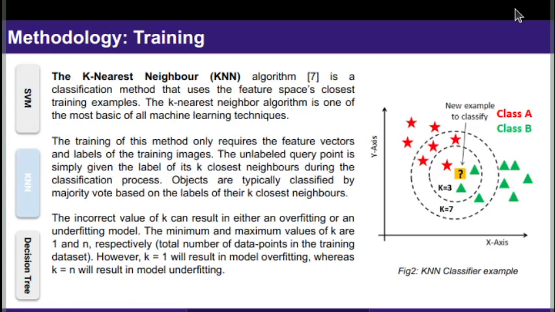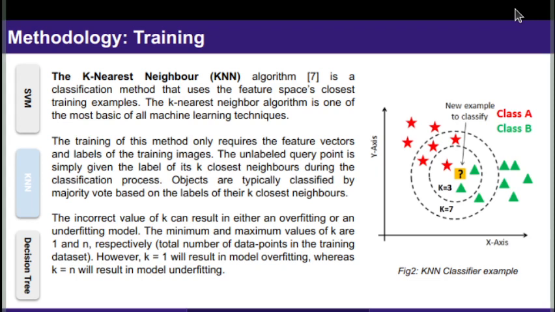After this, we have applied the KNN algorithm, which is a classification method that uses the feature spaces closest to the closest one from the training examples. The training of this method only requires the feature vectors of labels of the training images. The unlabeled query point is simply given the label of its k closest neighbors during the classification process. Objects are typically classified by majority vote based on the labels of their k closest neighbors.